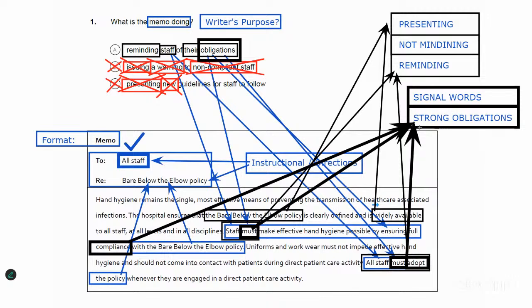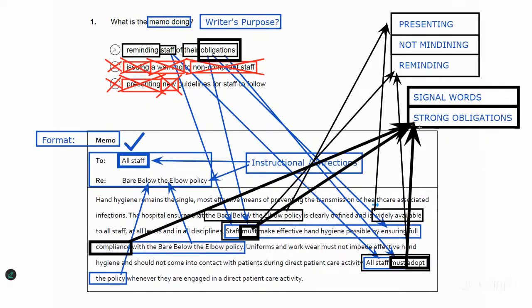Step 7, eliminate lexical traps. Warning. Is there any warning? Warning is very strong. There is no strong warning. Is there any threat given? No. Warning is very strong, and warning means a threat is given. But are there any strong words such as that? No. Is there any warning here? No. Is there any threat given? No. So B is ruled out.